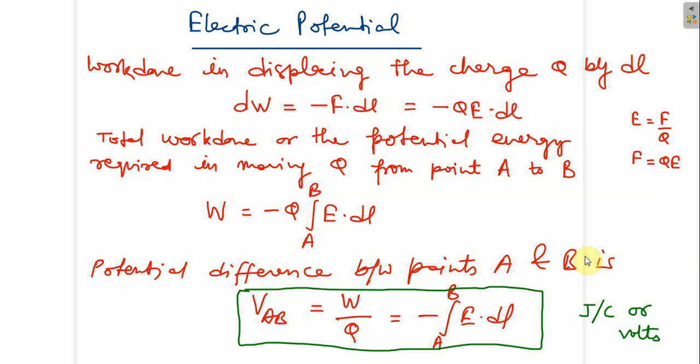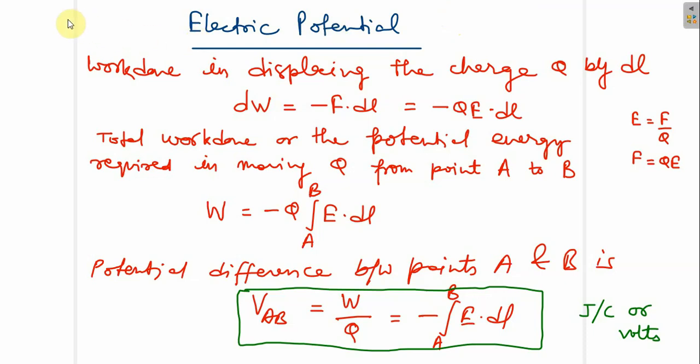Now, there are a few facts regarding the electric potential. In determining electric potential VAB, A is the initial point and B is the final point. VAB is independent of the path taken. So this potential is independent of the path from A to B. It depends on the initial and final point or position.